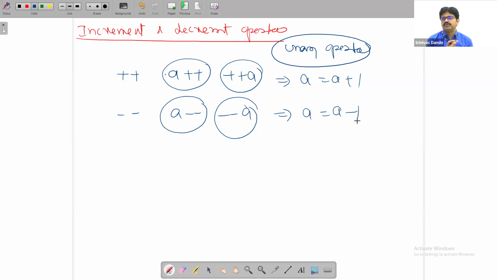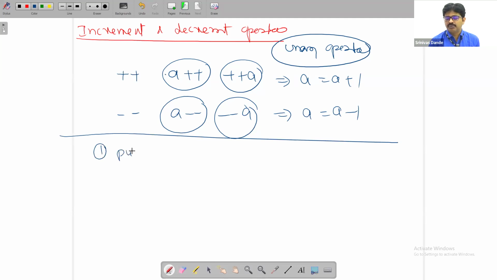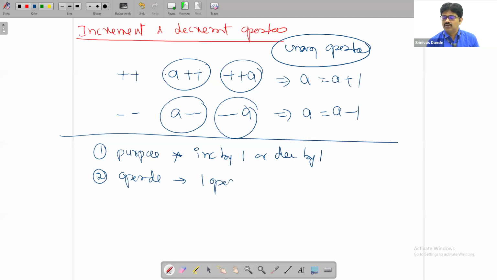At a high level, simple. Now, when you are learning any operator, there are important points to learn. First, what is the purpose of these operators, guys? Either increase by 1 or decrease by 1. That is the purpose. Second is operands allowed. How many operands are allowed? One operand is enough. That's the unary operator we're talking about. Third is data types allowed for this. Important. What data types? One operand allowed, you're writing a plus plus or plus plus a, minus minus, minus minus a.